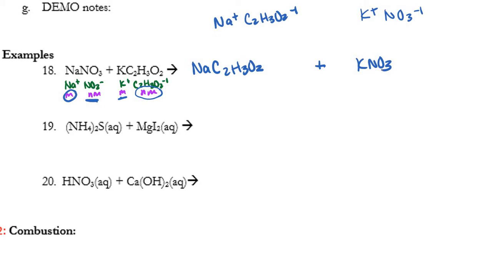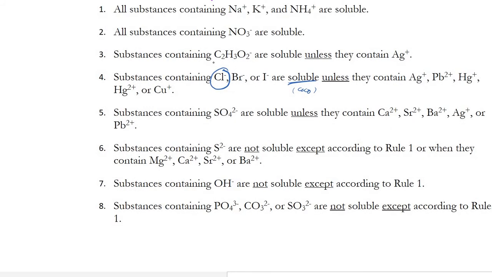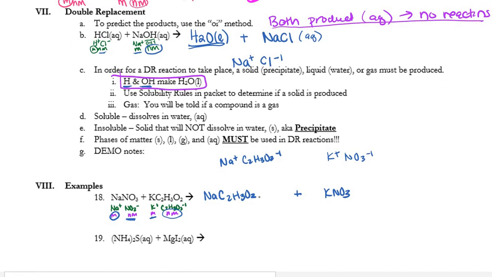All right, so I need to find acetate and nitrate on my list. All right, so we have acetate. Okay, well, it says it's soluble unless it's with silver. Well, ours is not with silver, so we know that this is going to be aqueous. NO3 was our other one. That's also soluble, which means aqueous. There are no exceptions to that one, so both of these are going to be aqueous.